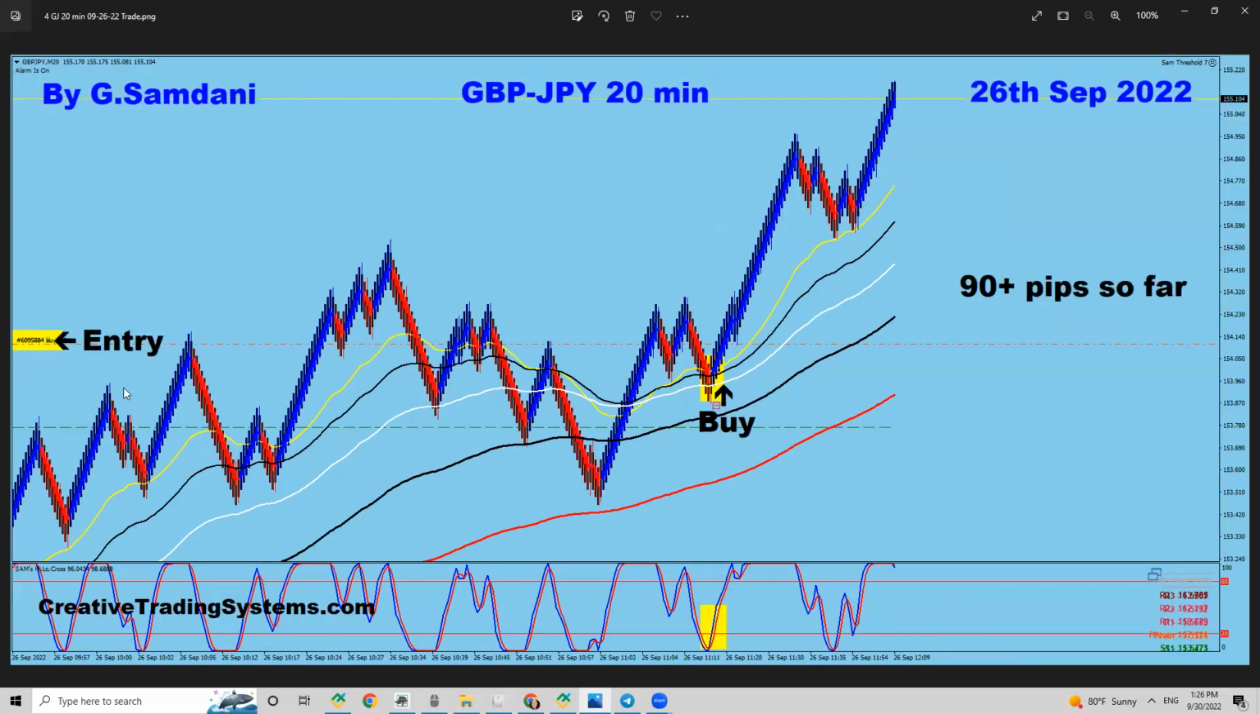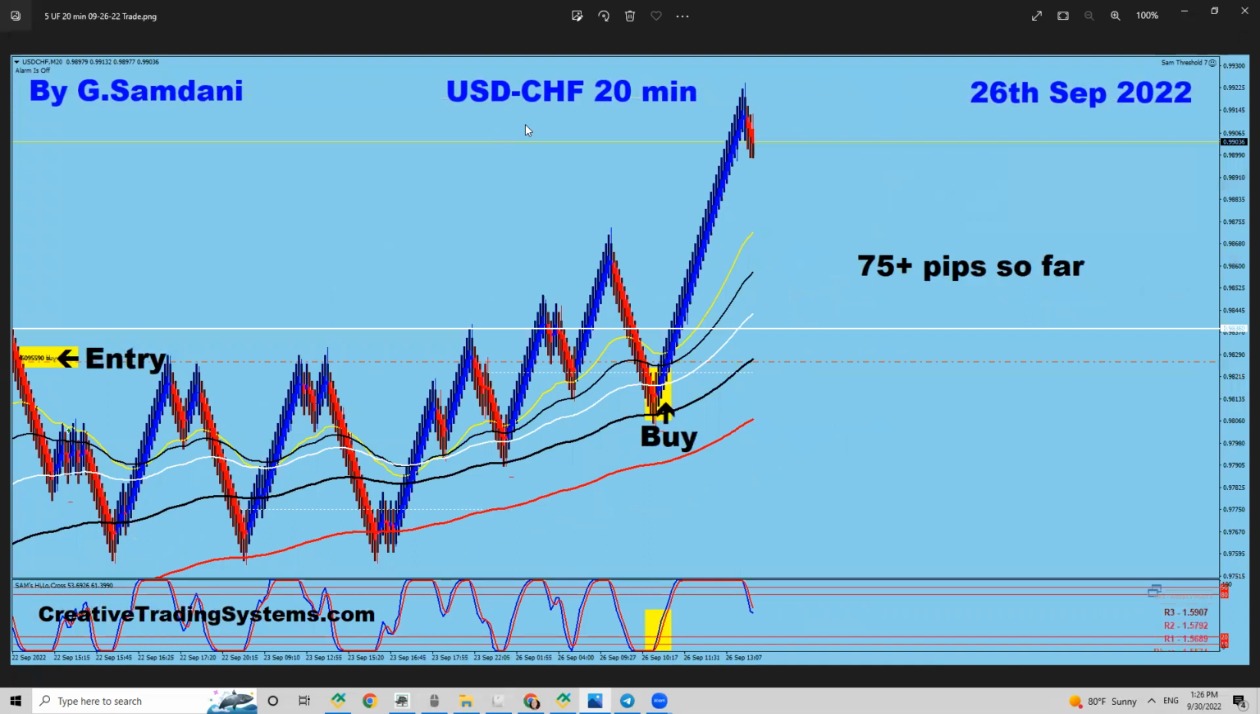And this is pound yen again after the retracement. One more shot to the upside for 90 pip. Buy order is right there. I sell move to break even. Here on the 26th, USD franc, excuse me, not downside, upside. Here a buy order for 75 pip.